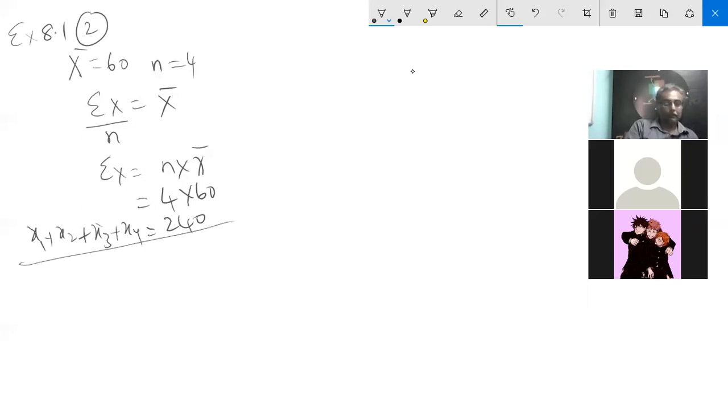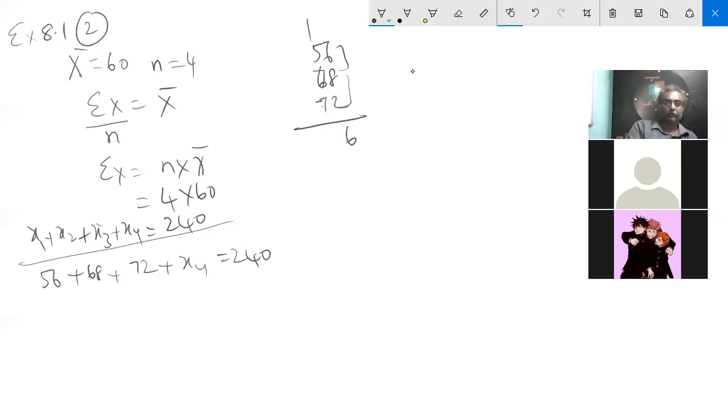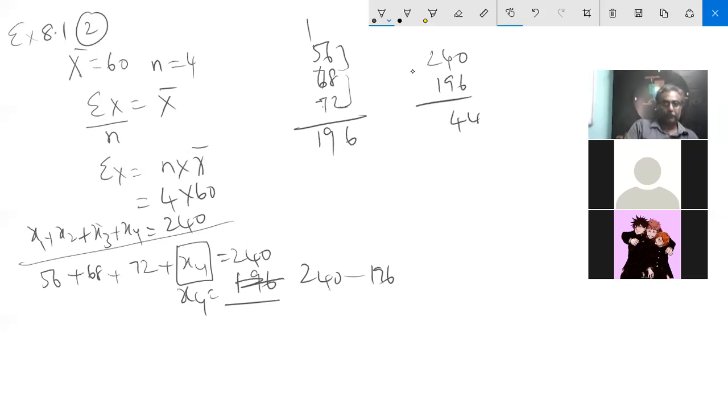He has given 56 plus 68 plus 72 plus x4 is equal to 240. Now you find out the sum of these three: 56, 68, 72. The sum is 196. Correct. Now 240 minus 196 is x4. 240 minus 196 is 44. So x4 is equal to 44. That's all, very simple. So the fourth fellow is 44 kg.